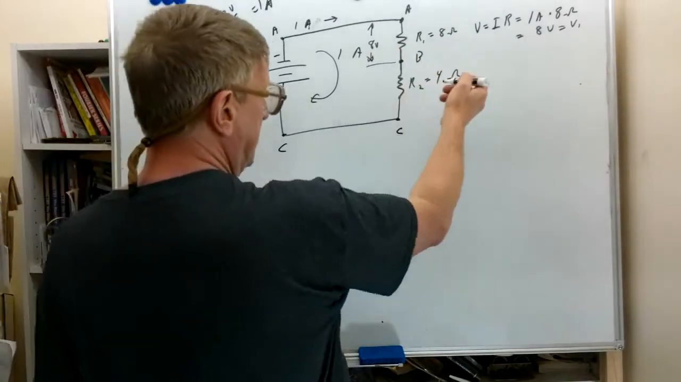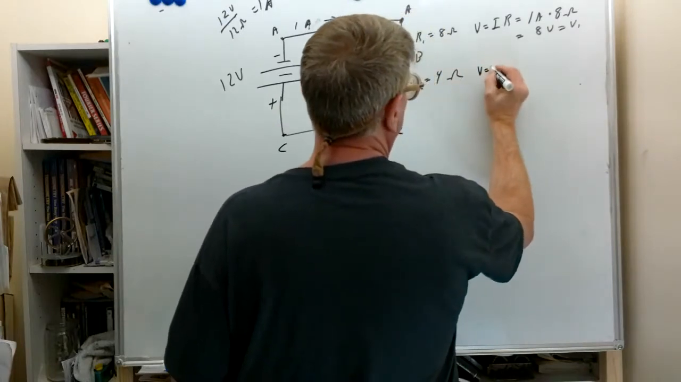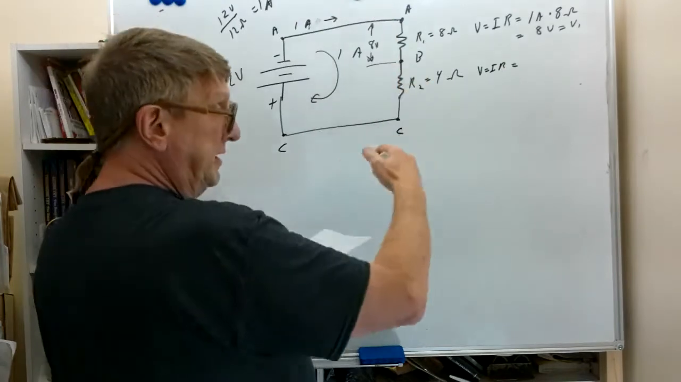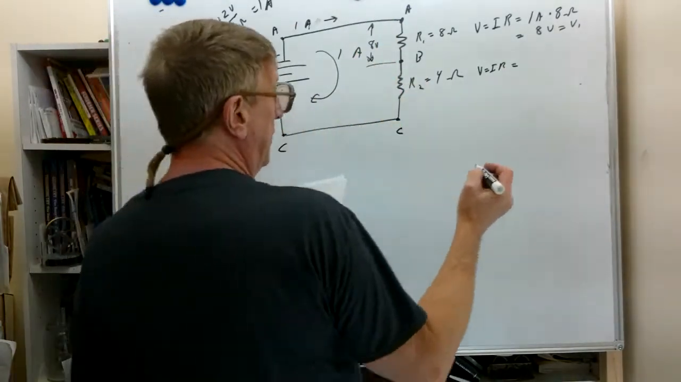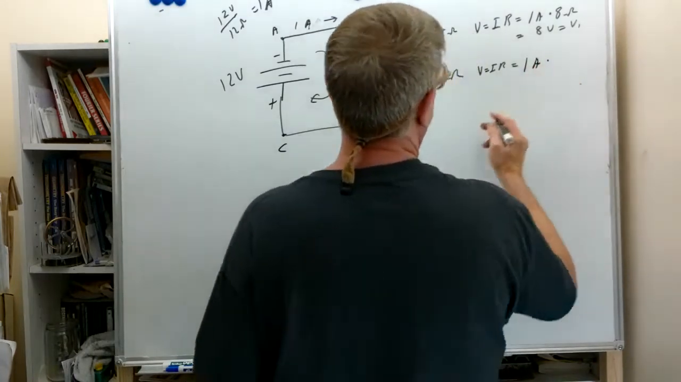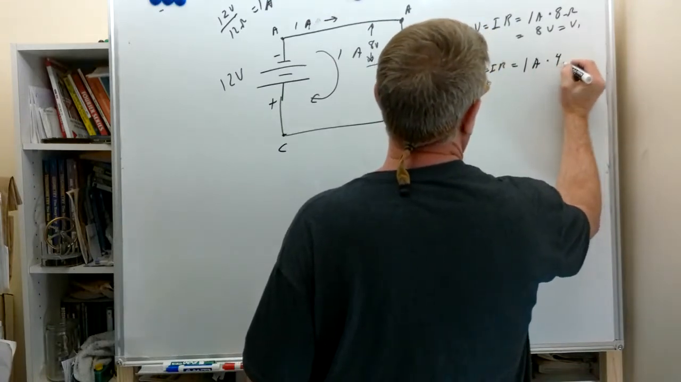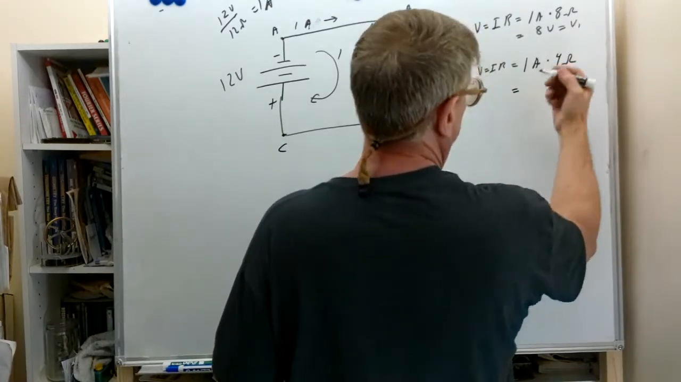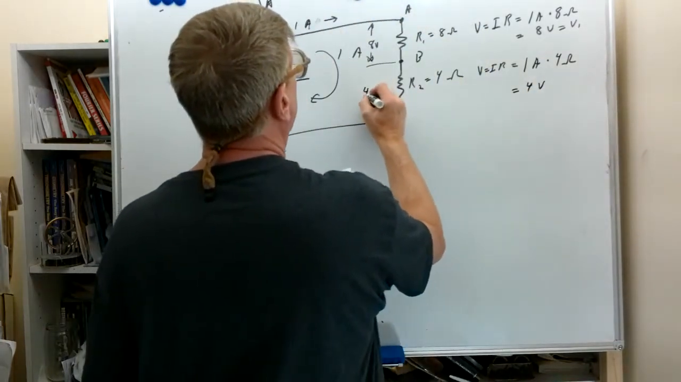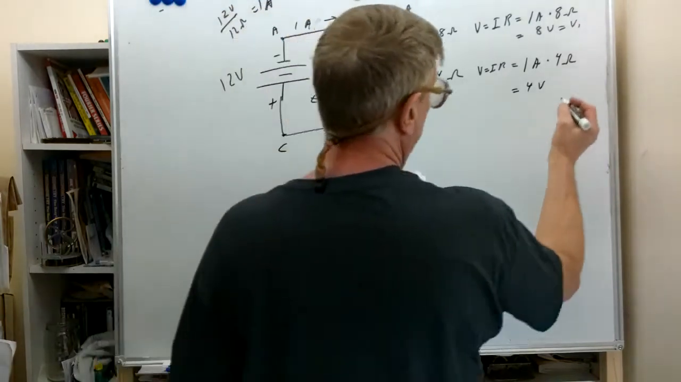Now we're going to calculate the voltage across R2. Same formula, voltage equals IR, current times resistance. The same 1 amp, because the current in the loop is the same everywhere. We're going to multiply that times the 4 ohms, which is a different value of resistance. 1 times 4, we have 4 volts. So right here we have 4 volts, which we'll call V2.